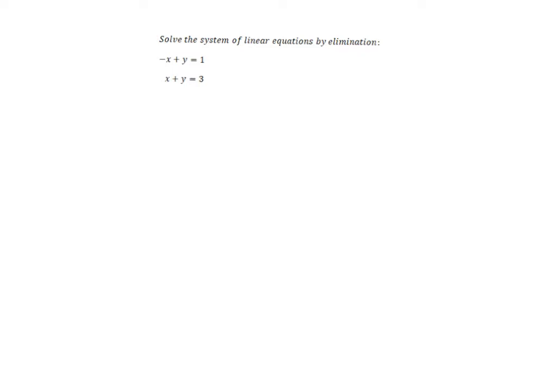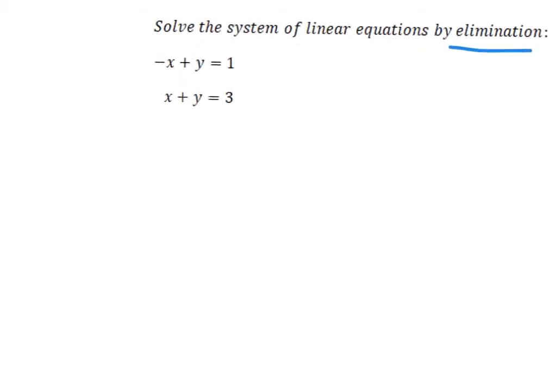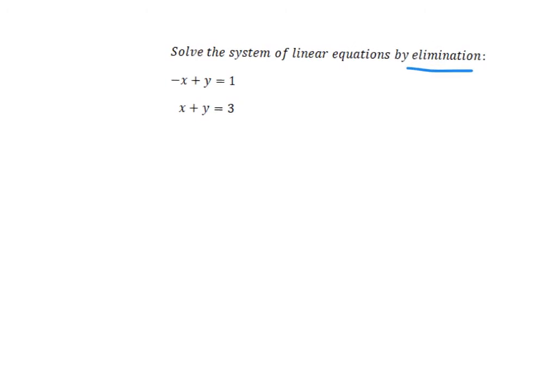Let's start with the first method, called the elimination method. We're going to eliminate one of the variables, x or y, in order to find only one variable, and if we find one variable, we can just find the other one. So let's try to eliminate either x or y. We have two equations here. Let's call this one equation 1, and this one equation 2.